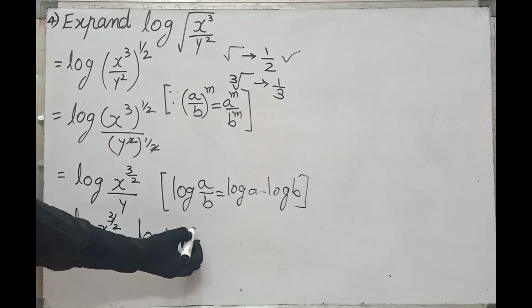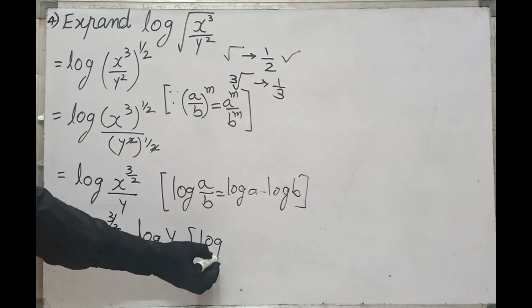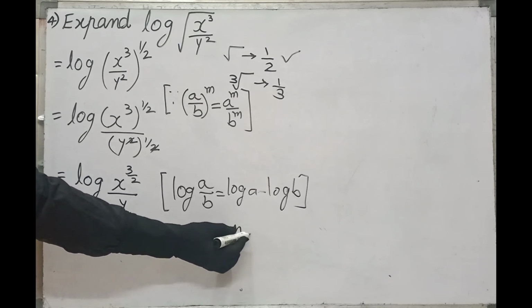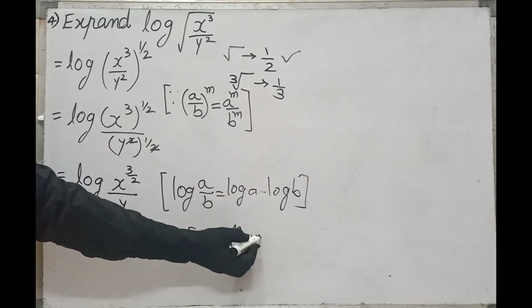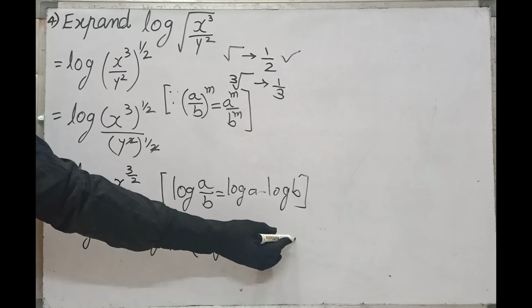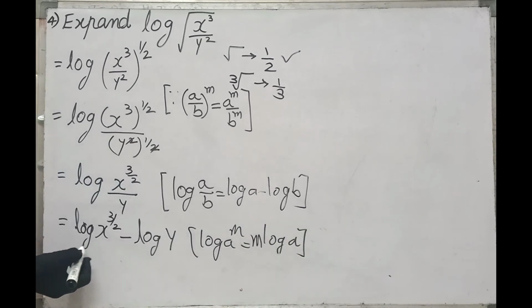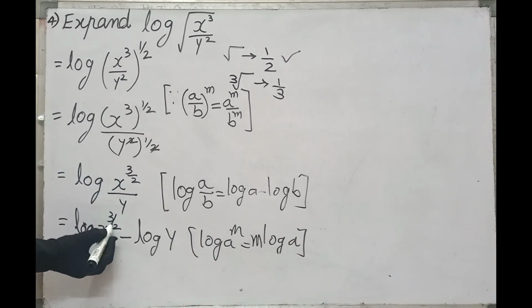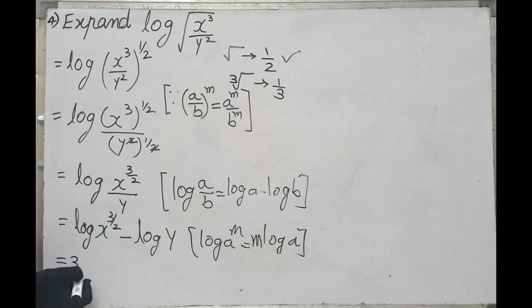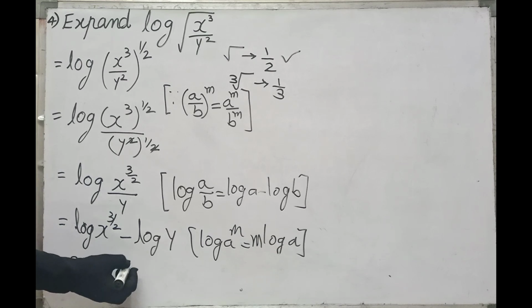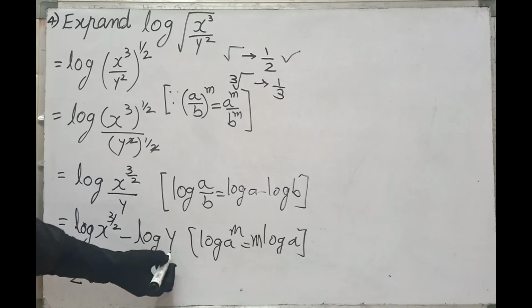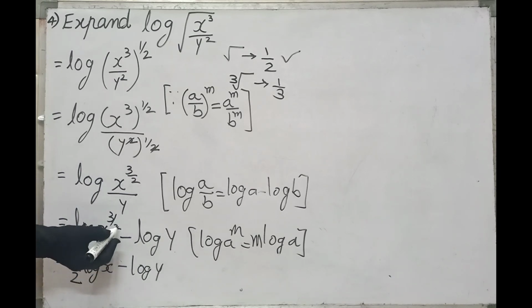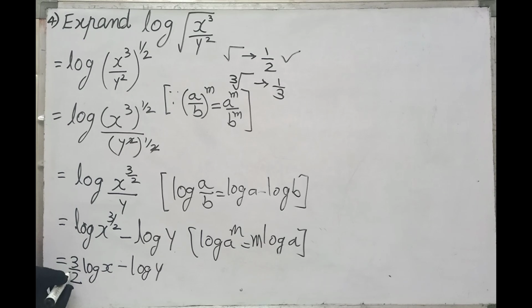It is log a power m, the exponential formula. Okay. So this m will shift here: m log a. So here what do we have in place of m? We have 3 by 2. So this 3 by 2 will come here. 3 by 2 log x minus this log y as it is. So we cannot do anything to log y. So we will copy it as it is. Here we are just shifting this power here.